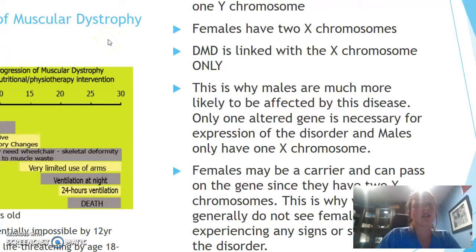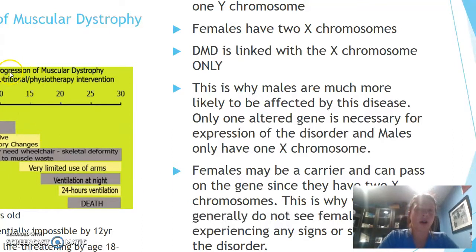Then the genetics of muscular dystrophy. An overview in genetics: the male has one X chromosome and only one Y chromosome, while the female has two X chromosomes. Muscular dystrophy is linked with the X chromosome only, which is why males are much more likely to be affected by the disease. Only one altered gene is necessary for the expression of the disorder. Since males only have one X chromosome, if they have a mutated gene for muscular dystrophy, they are stuck expressing that gene. Females can be a carrier since they have two X chromosomes, and they can pass on the gene. This is why generally females don't express any signs or symptoms of the disorder.